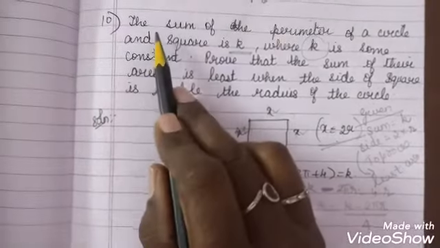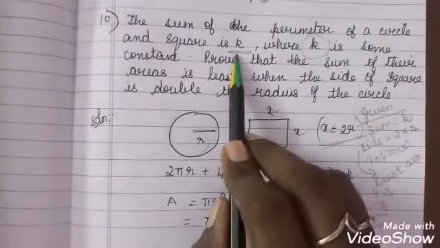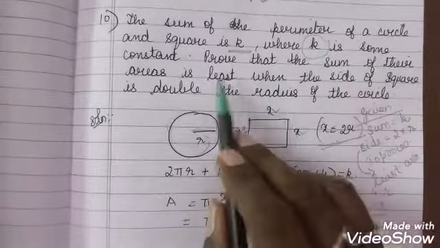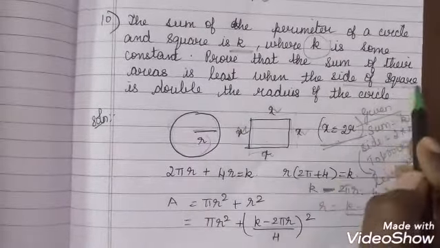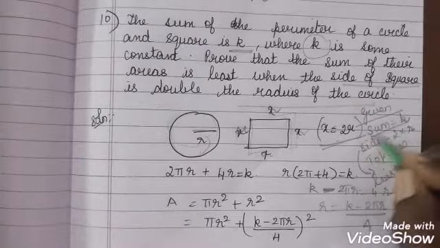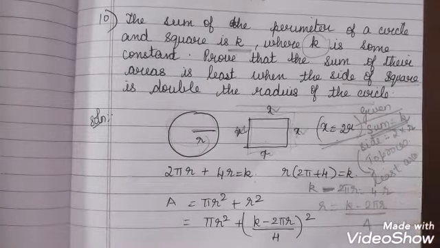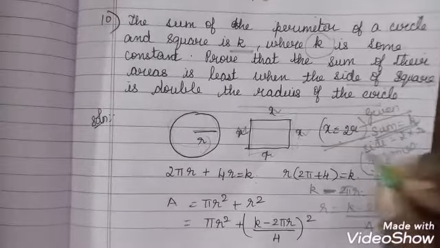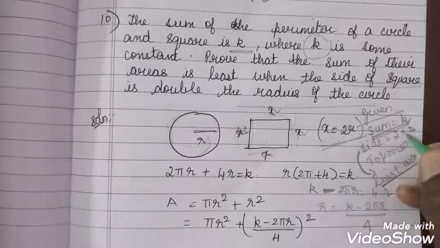So the 10th question: the sum of the perimeter of a circle and a square is said to be equal to k, where k is some constant. Prove that the sum of the areas is said to be least when the side of the square is double the radius of the circle. So what is given to us actually here? The sum of the perimeter is equal to k. That is given to us here. What is to be proved actually here? That it is said to be of least area when the side is equal to twice of r.